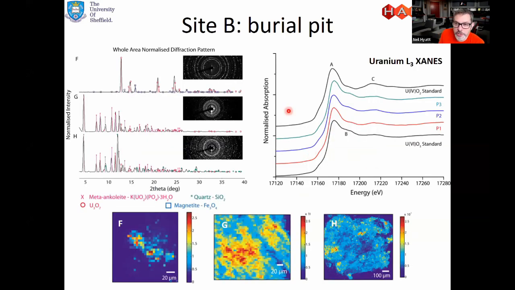Okay, so this slide shows some multimodal microfocus data from particles from site B. The XRD data shows the presence now of this potassium uranyl phosphate hydrate, meta-ankoleite, together with some residual U3O7 oxide. Consistent with this, the uranium L3 XANES data show a uranium-6 oxidation state is dominant in these particles, and the edge shift and post-edge features are similar to UO3 or uranyl oxide. In particular, we observe this post-edge resonance B on the figure, which is characteristic of the presence of uranyl species.